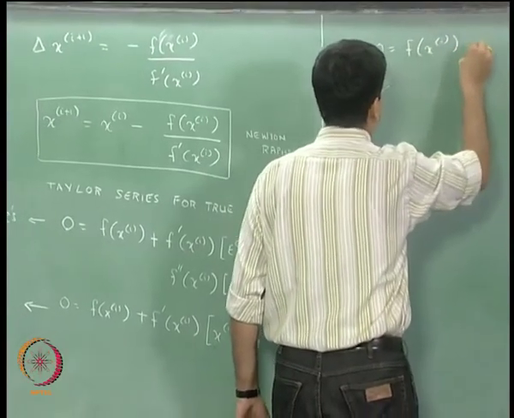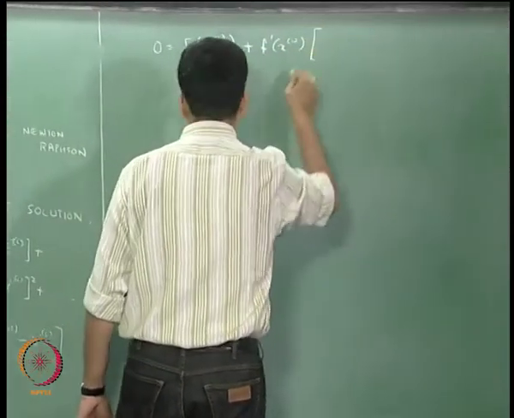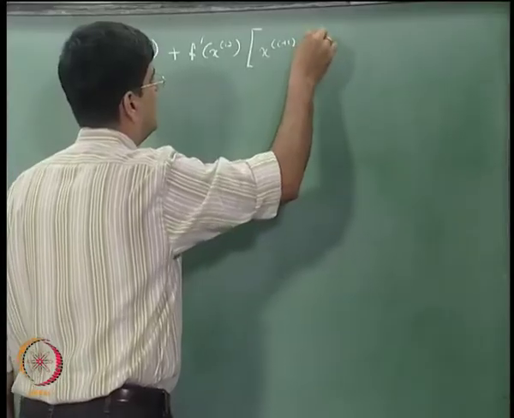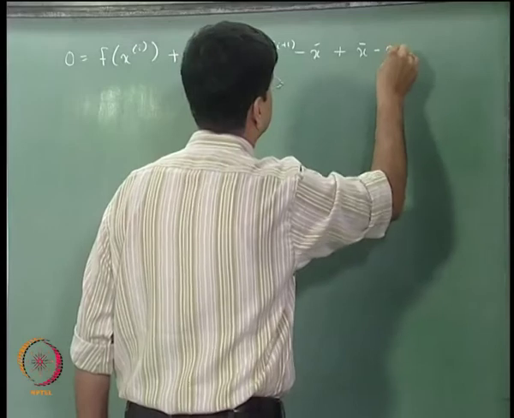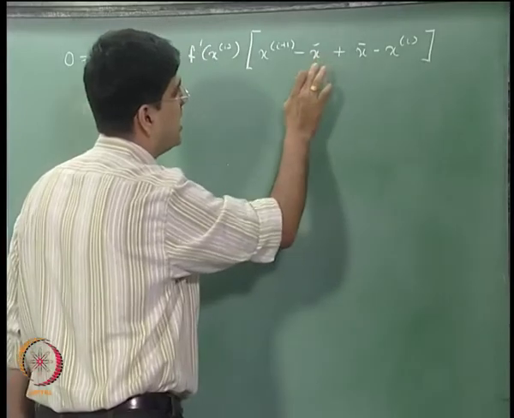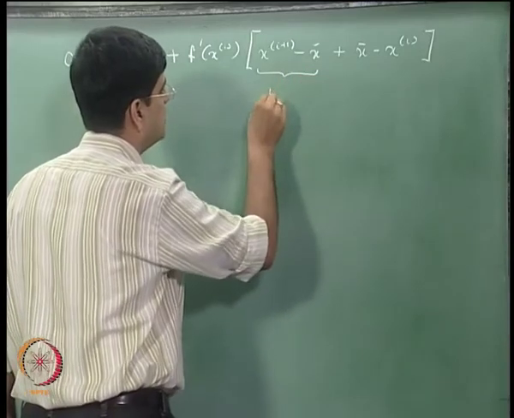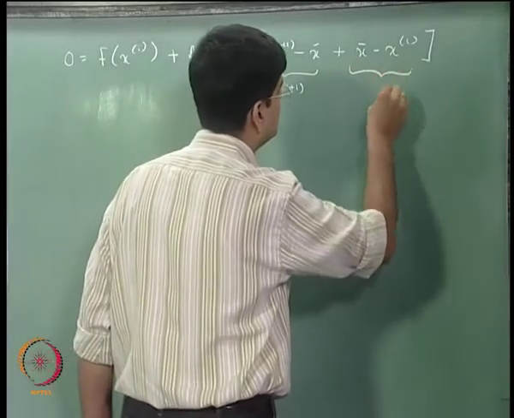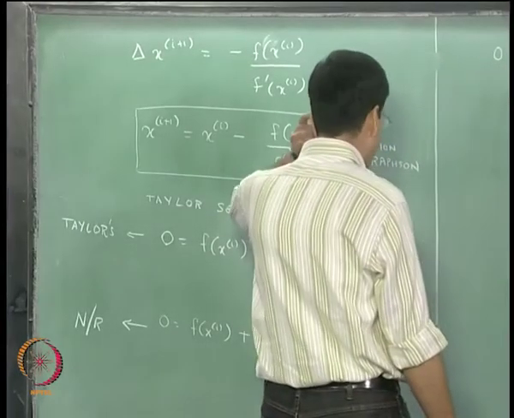of xi plus f dash of xi multiplied by xi plus 1 minus x bar plus x bar minus xi. So, what I have done is xi plus 1 minus xi, I have just added and subtracted x bar over there. This particular term is going to be our e i plus 1 negative, and this term is going to be equal to positive ei.